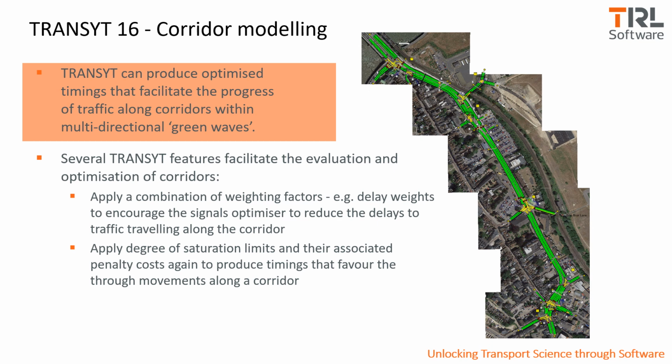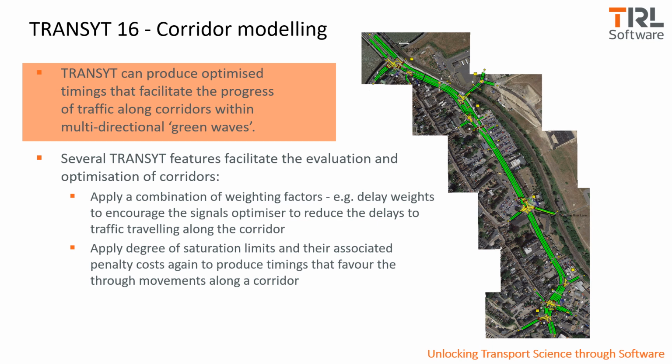There are several Transit features that facilitate the evaluation and optimization of corridors. A lot of them are just part of the core model and are there anyway, but we've added a couple of things that do help specifically for this scenario. One is to apply a combination of weighting factors, so you can apply delay weighting to encourage the signal optimizer to reduce the delays for traffic travelling along the corridor itself at the expense of the side roads, of course, and also apply degree of saturation limits, which can sometimes be an easier way of doing a similar thing, and there you associate penalty costs again to produce timings that favour the through movement along the corridor.